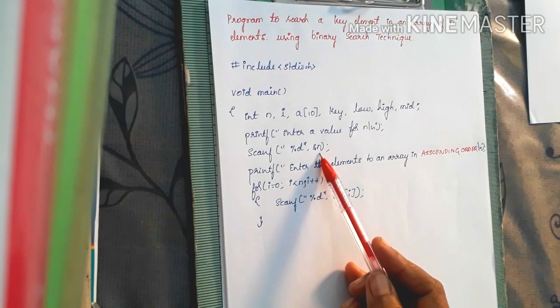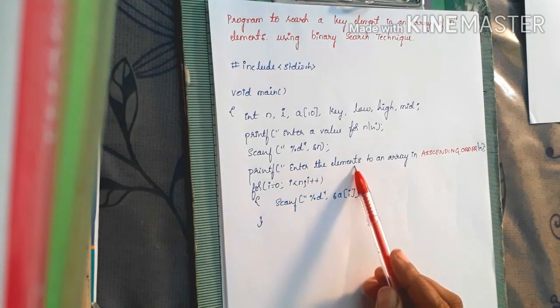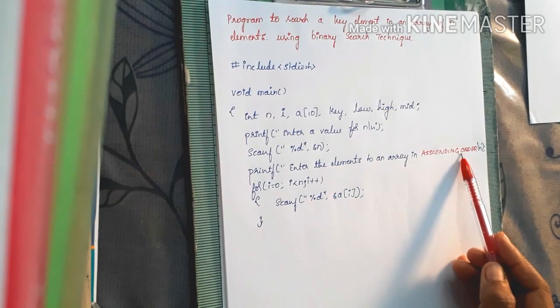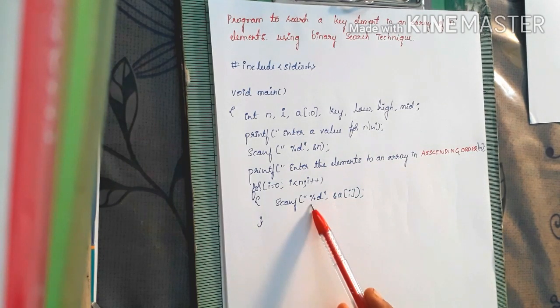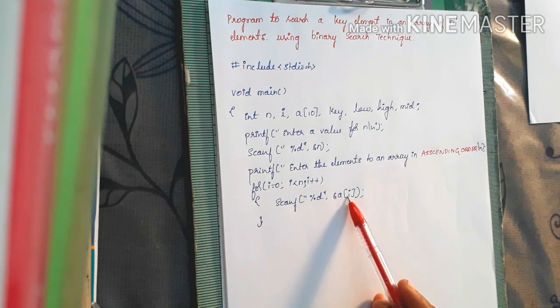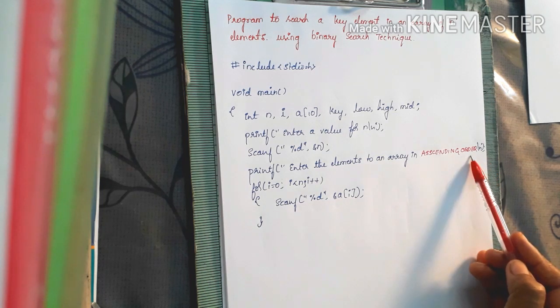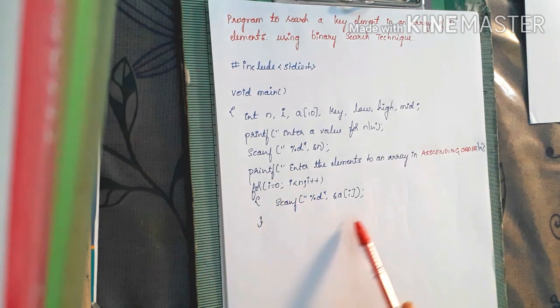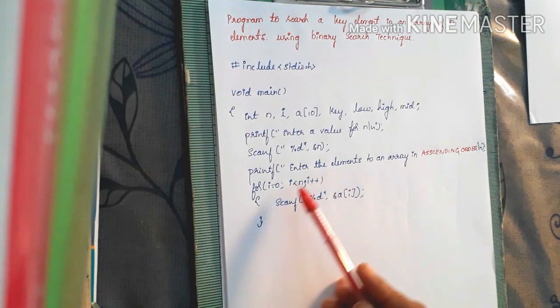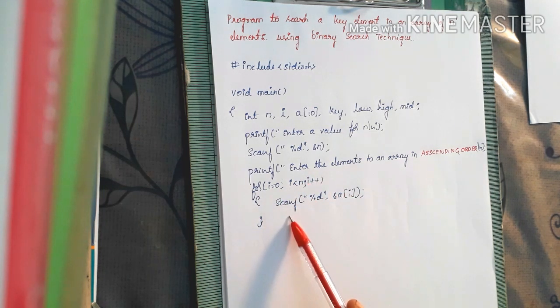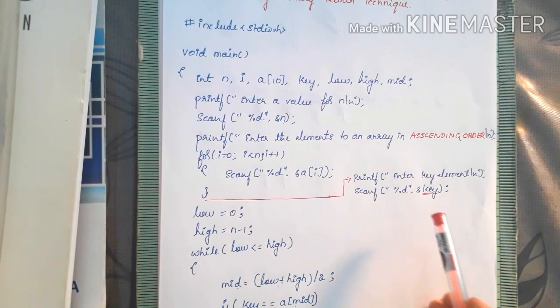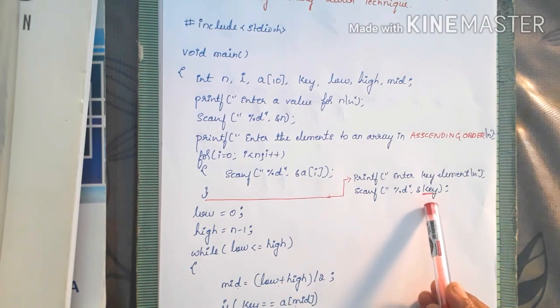First, input a value for n, then enter the elements to the array in ascending order. Here I am writing the program for the binary search technique, which works for an ascending order array. This for loop structure is used to input the elements to the array. To know how to input the elements to the array, please refer to my previous YouTube video on how to input the elements to the array and how to display the elements of the array. Then enter the key element to be searched.